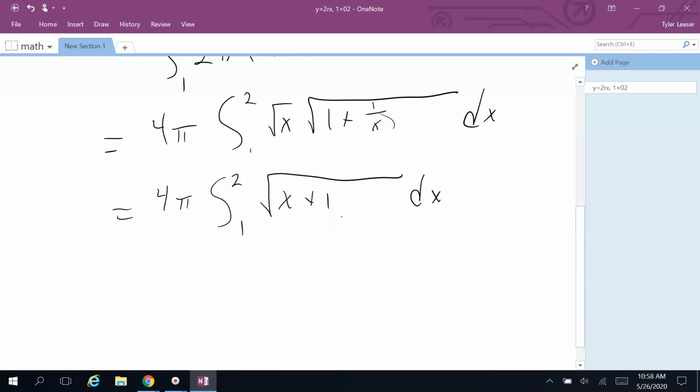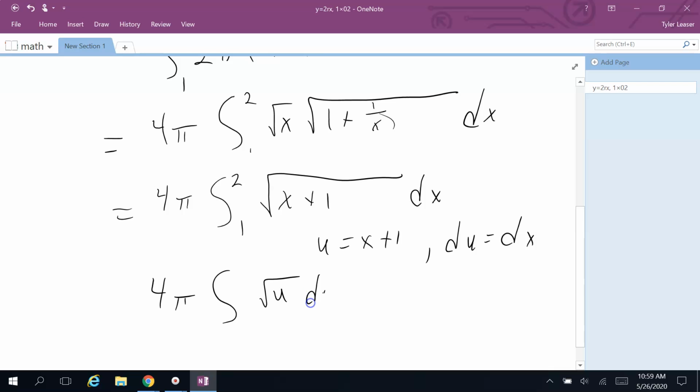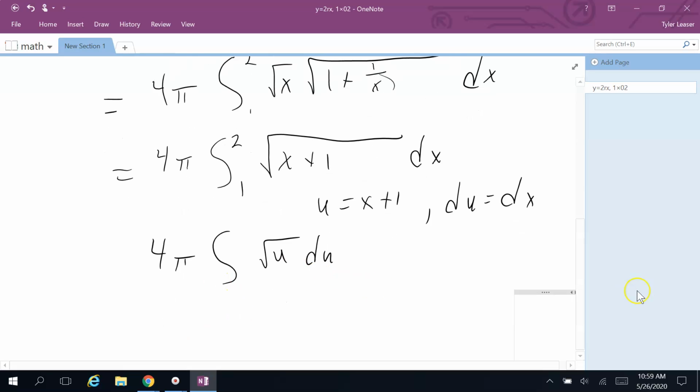Alright, to do the antiderivative here, it would be another u substitution. We'll let u be the inside, x plus 1, which means that my du would just be dx. Substituting all that in, we still have the 4 pi, still have the integral. This is now just going to be the square root of u, and then my dx changes to du. This would have antiderivative now, 4 pi out in front. We would raise this up to 3/2 and then divide, so 2/3 u to the 3/2.